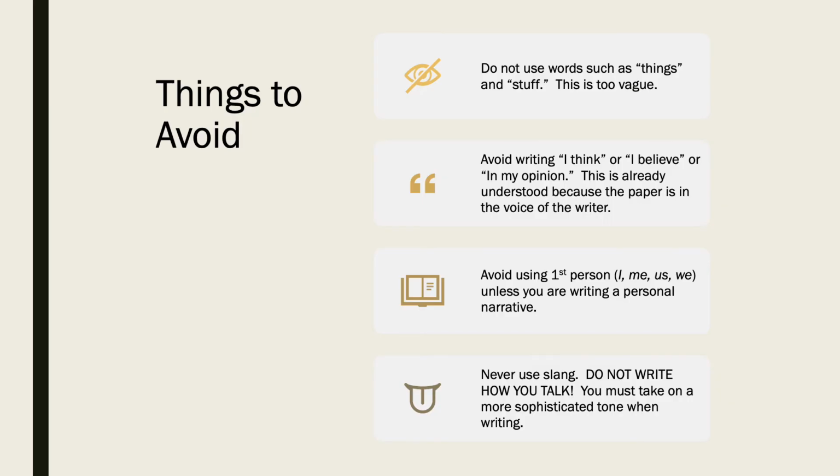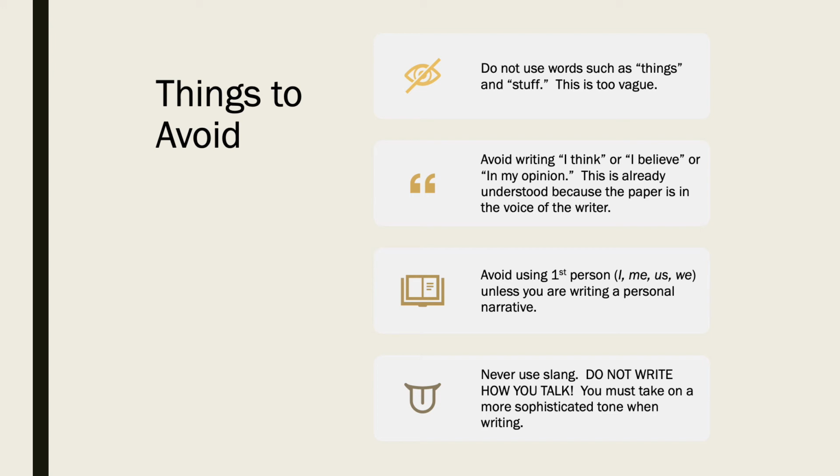Here are some things that you want to avoid when you're writing a body paragraph. Don't use words such as things and stuff. This is too vague. Really challenge yourself to find good, strong vocabulary to use in this writing. Avoid writing I think or I believe or in my opinion. This is already understood because the paper is in your voice. You're the one writing this paper.